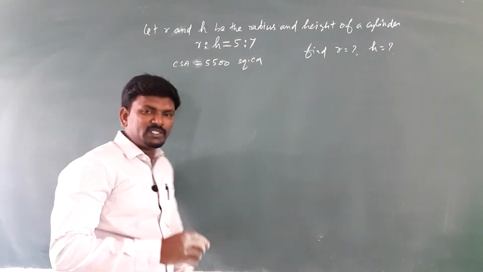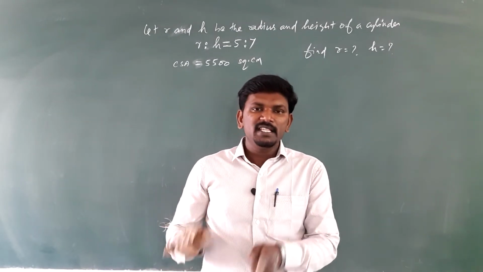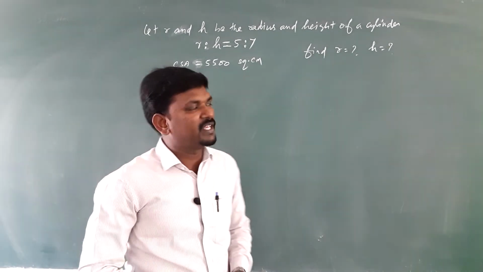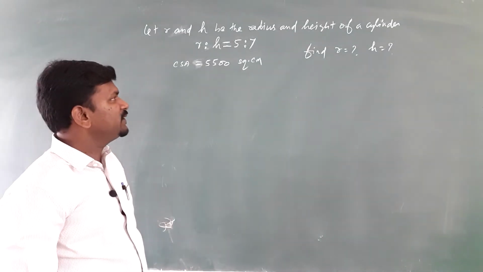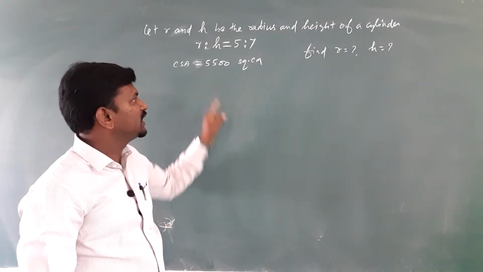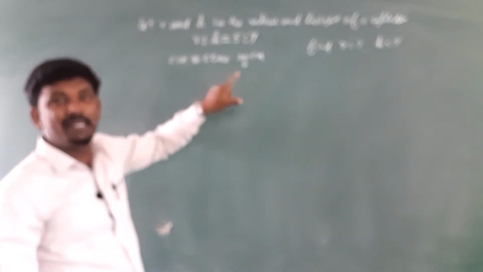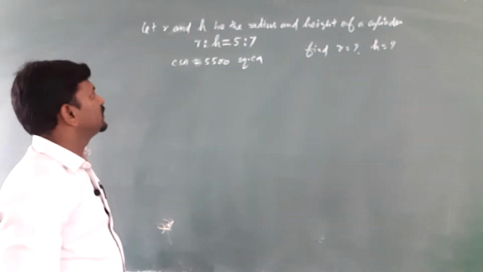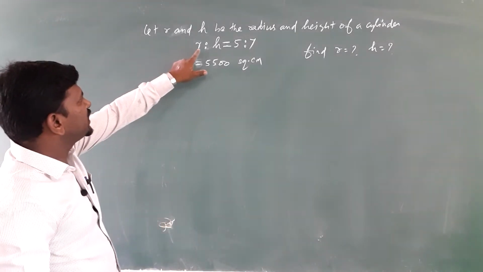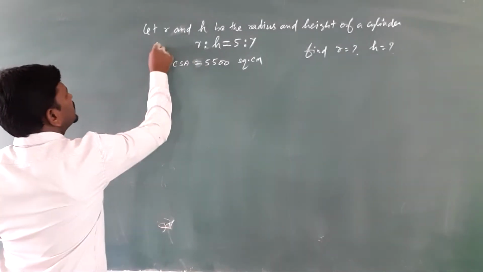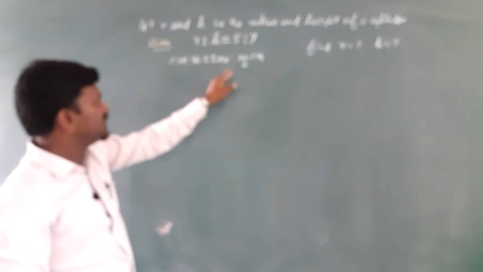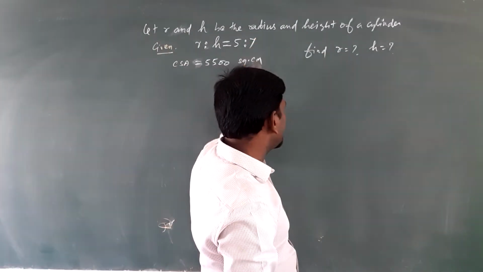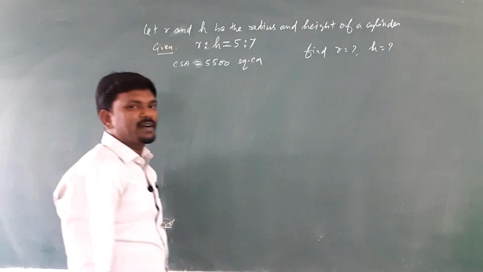As in application of trigonometry, in this question also we have to draw the diagram. First we have to know the clear meaning of the question, then draw the diagram. We have to list out the given data, and only then will we be able to identify the suitable formula. Here the given data are R is to H is equal to 5:7 and the CSA. Using these two data we have to find the radius and height, R and H.